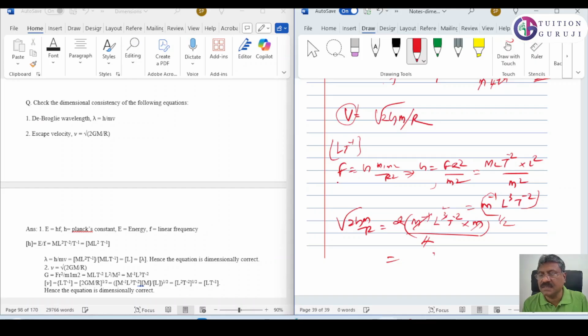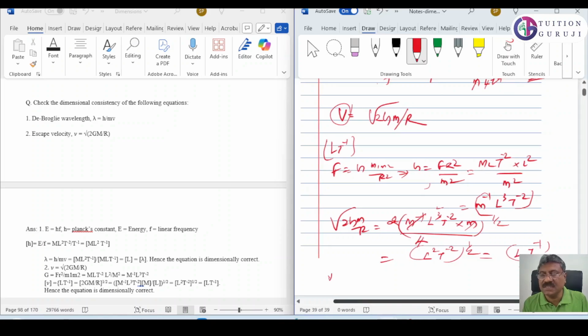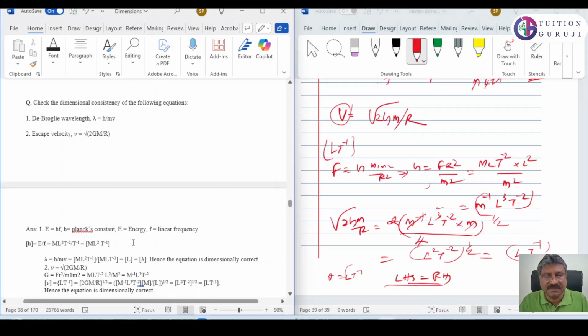So you will get L square T raised to minus 2, the whole raised to half. It is nothing but LT raised to minus 1. Okay, this is velocity. So you see what we are getting, LHS is escape velocity. Escape velocity is actually LT raised to minus 1. So LHS is equal to RHS. So it is also dimensionally correct.